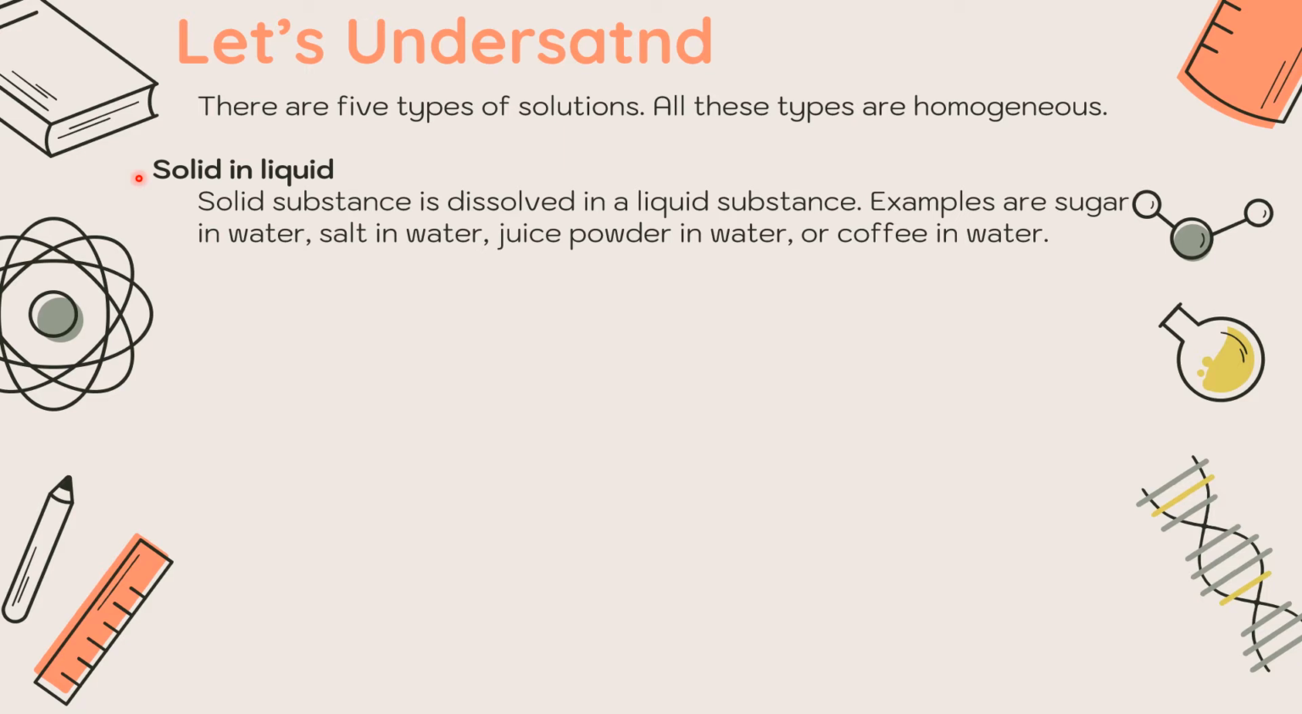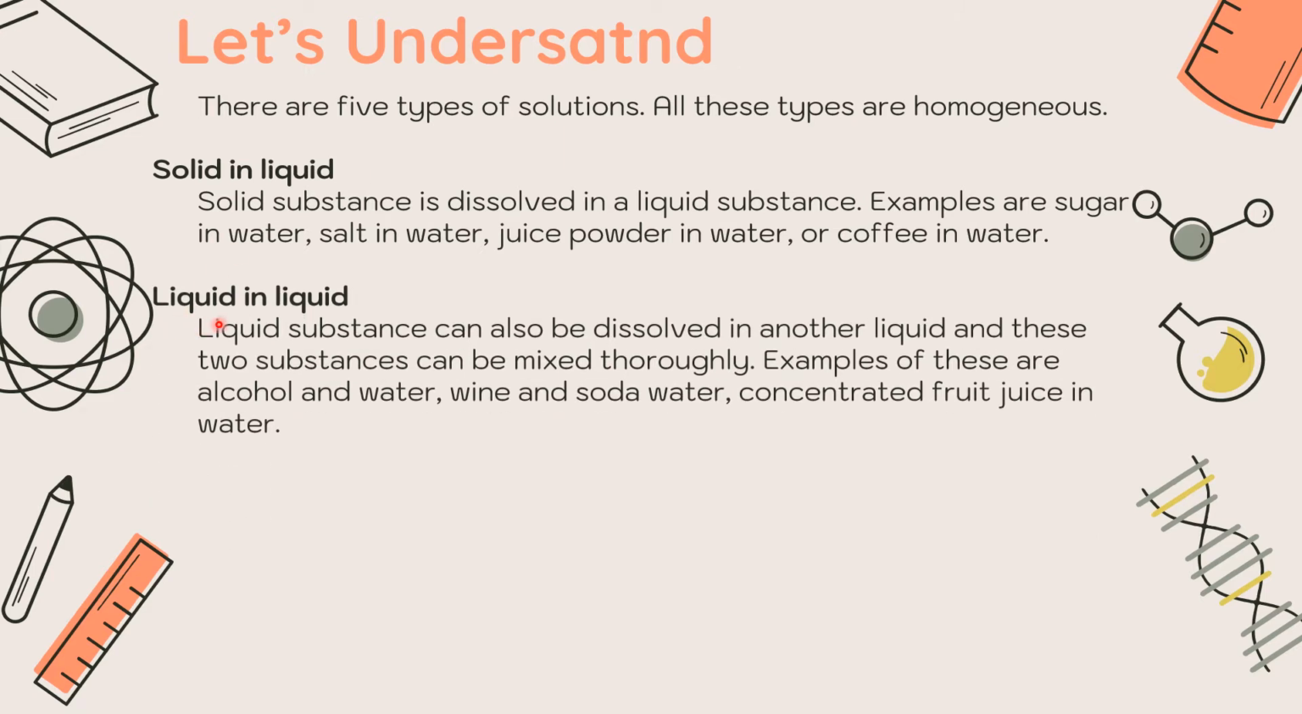Examples are sugar in water, salt dissolved in water, juice powder in water, or coffee in water. So the solids here are the sugar, the salt, the juice powder, and the coffee powder. And the liquid is, of course, water. That is solid dissolved in liquid, or solid in liquid. They are being mixed together.